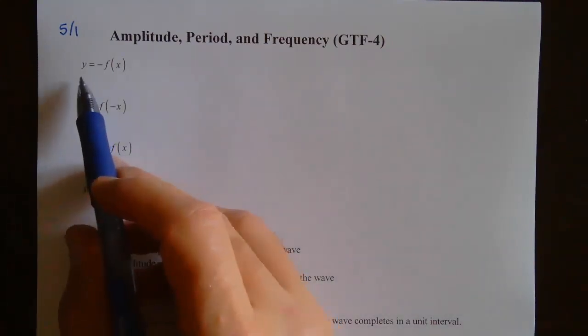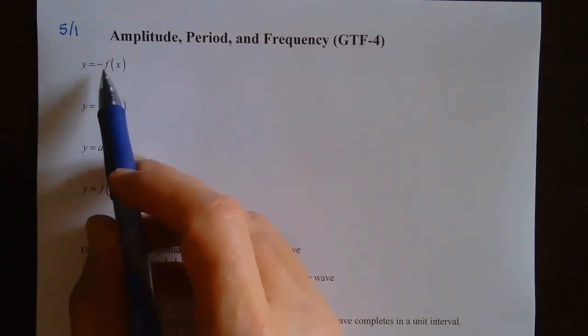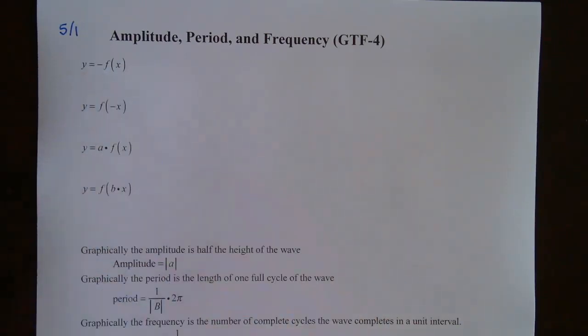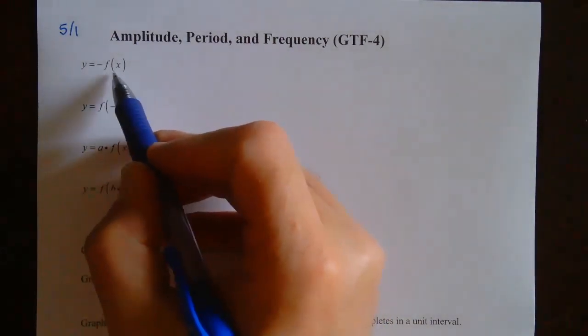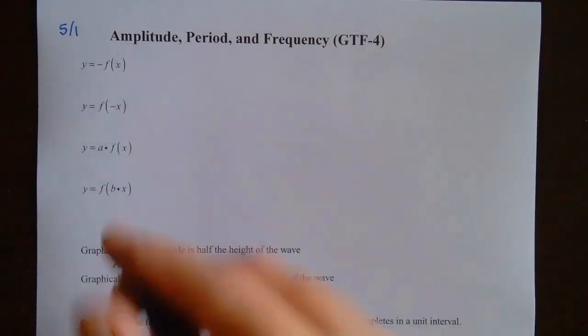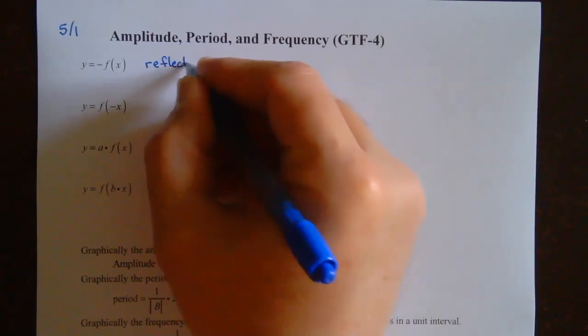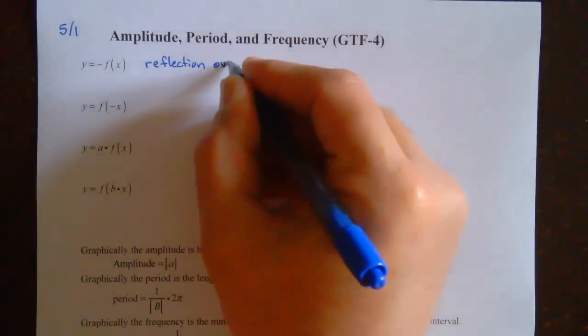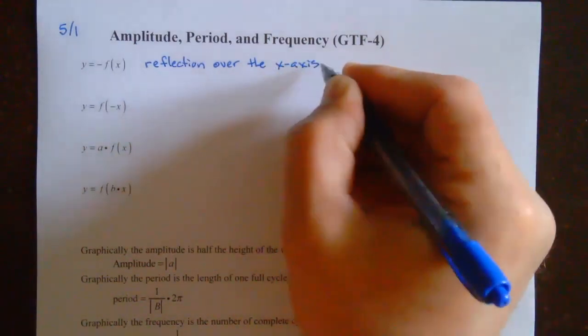So when you see something like y equals negative f of x, f of x is your y's. So this is multiplying your y's by a negative value, which causes positive y's to become negative and negative ones to become positive. So that's going to be a reflection over the x-axis. So when you see y equals negative sine x or negative cosine x or negative tan x, that's going to cause a reflection over the x-axis. So let's write that. So this is a reflection over the x-axis.